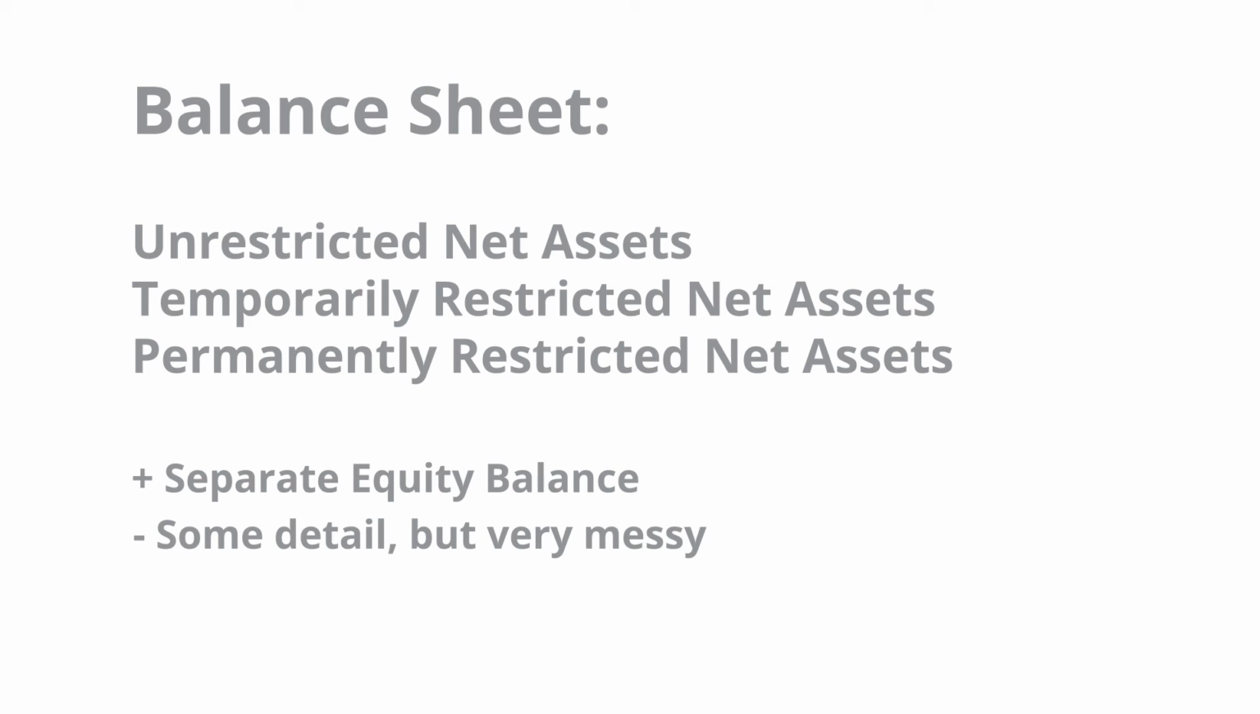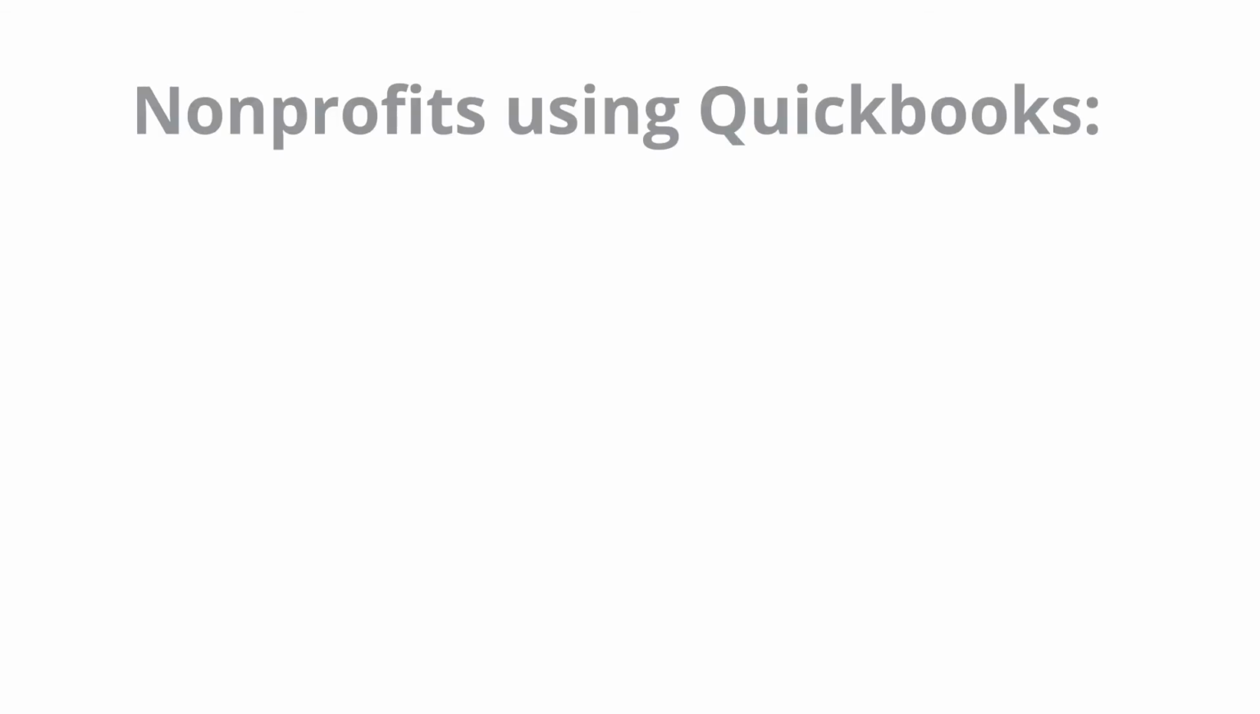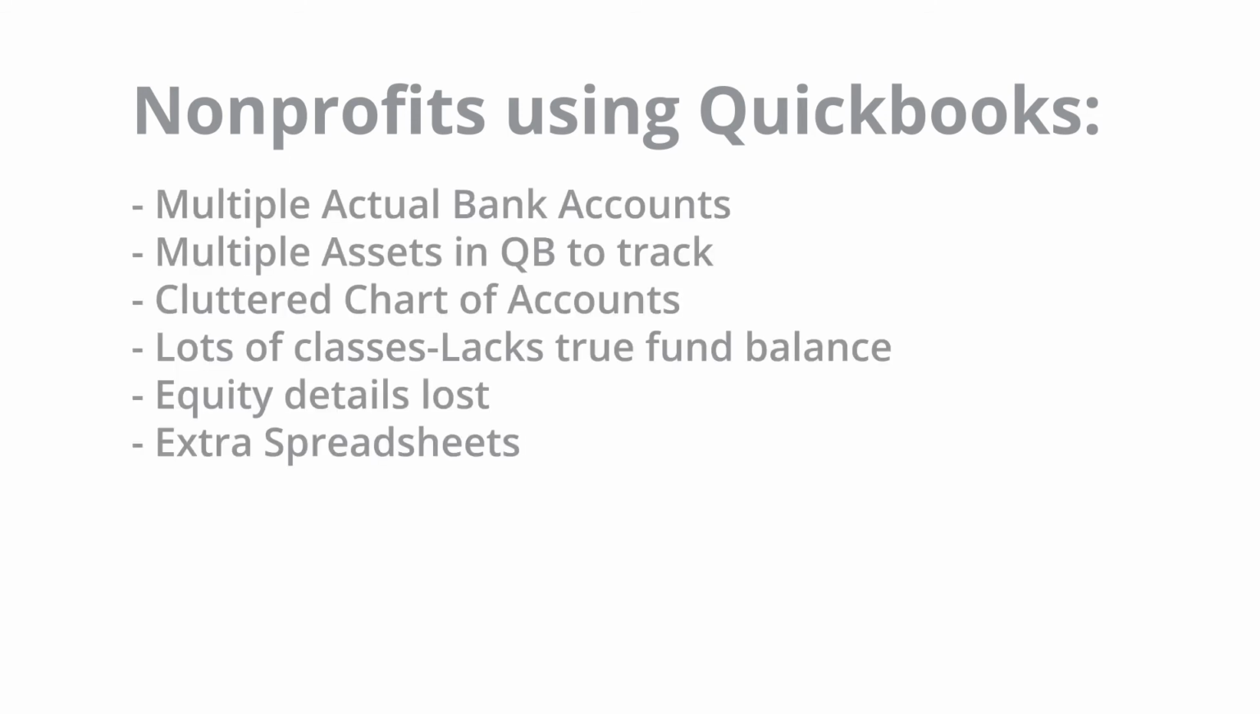And if you have a large number of buckets, a large number of funds, a large number of things that you're keeping track of, again, it might force you to have a separate Excel spreadsheet to keep that up to date. So people that use QuickBooks for nonprofit or fund accounting usually end up with a combination of the following. Multiple actual bank accounts. So at your Bank of America, you've now set up multiple accounts to keep the cash separate. You've got multiple assets in QuickBooks to track them. So now your chart of accounts is cluttered as well.